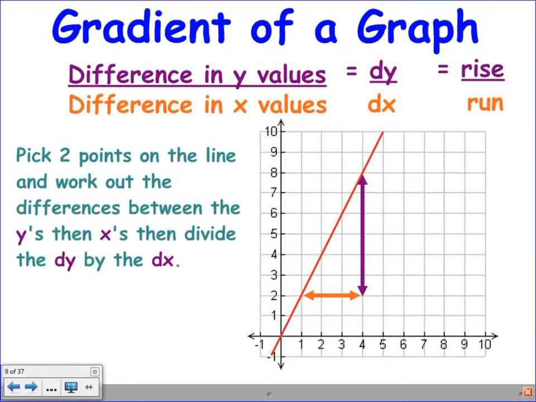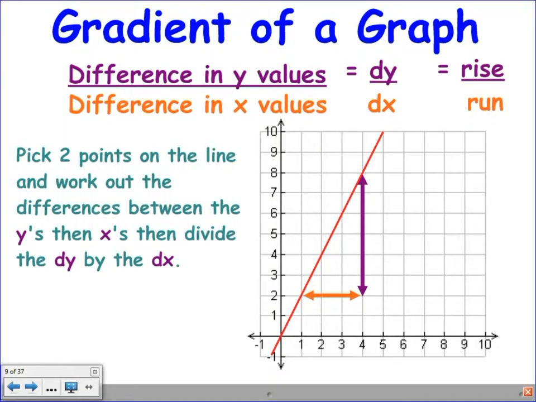So when you're calculating a gradient, you just need 2 bits of information. Where you get the information from is totally up to you. You can pick any 2 points on your graph to calculate a gradient. Those points, the best points to get, are where they cut a nice round number on the x and y axis.